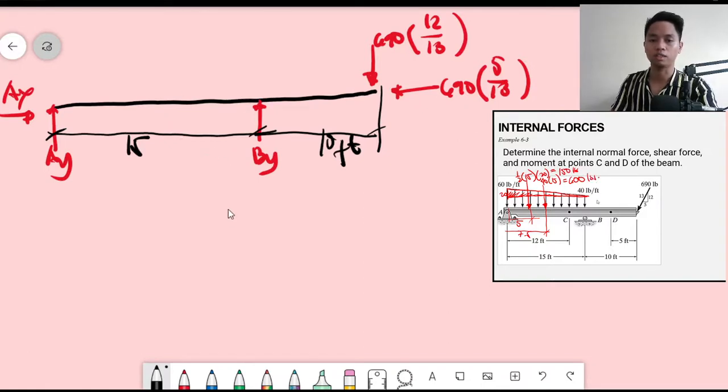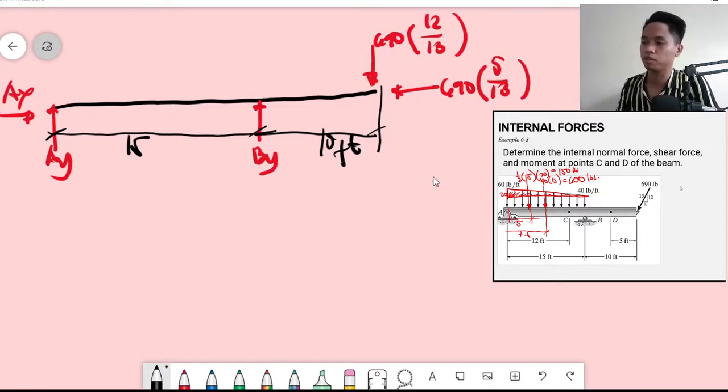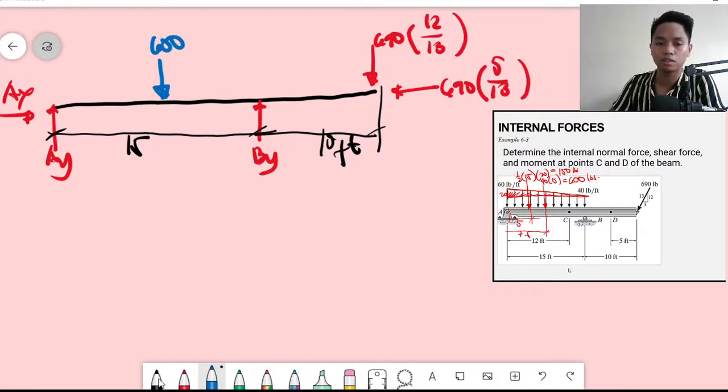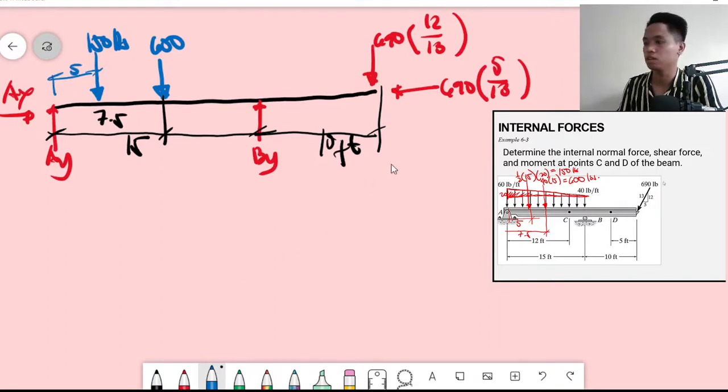Okay, so we have now simplified the distributed loading. So, we place it here. This is 600 pounds. The distance is half of this, which is 7.5. Then we have your 150 pounds, and the distance is 5 feet. So now they are just like forces.